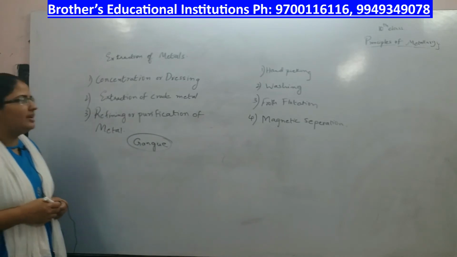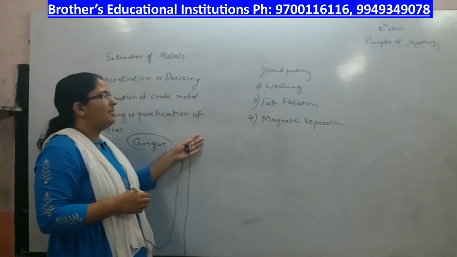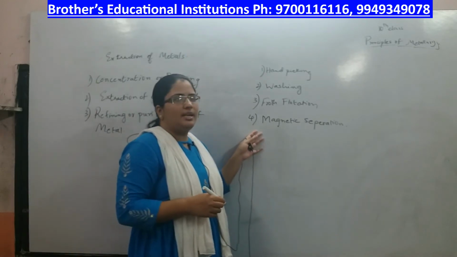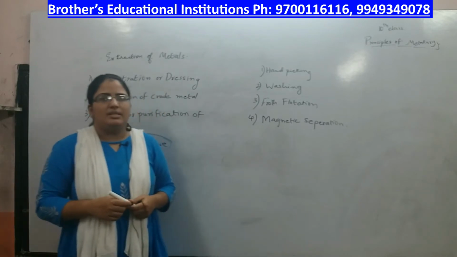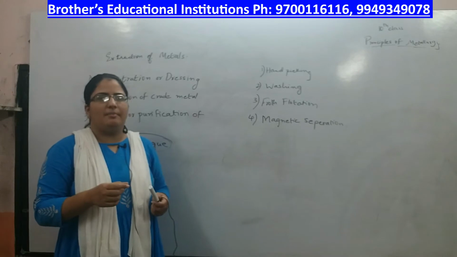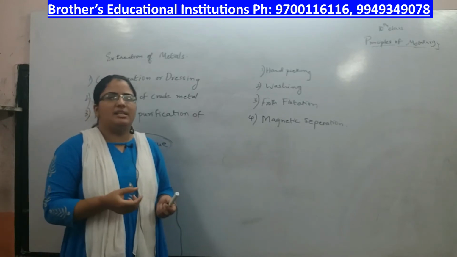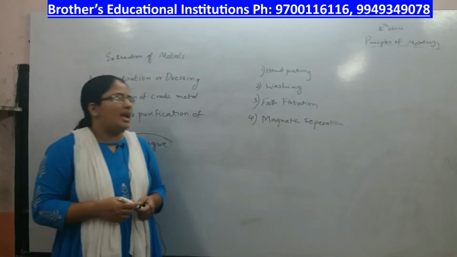So the very first one, as I told you, we have different methods, that is hand picking, washing, froth flotation and magnetic separation. Let us see each one in detail. What is hand picking? Suppose the size of the impurities is different from the size of the metal particles, we can separate it by hand picking. Even if the color is different, we can separate it by hand picking. So that is about hand picking.